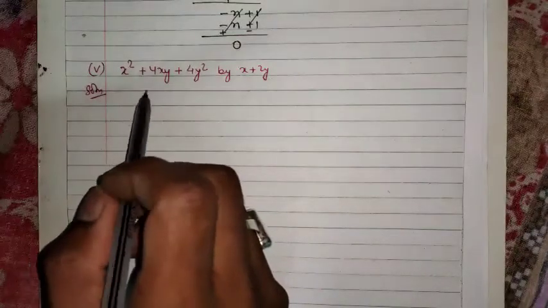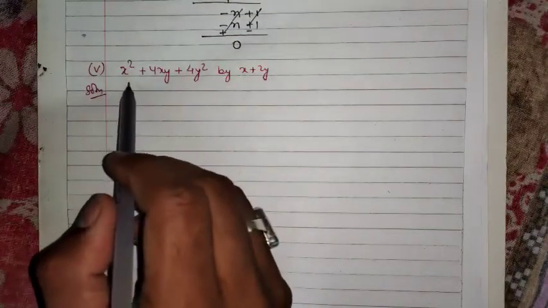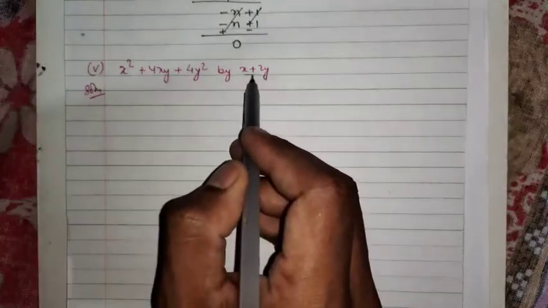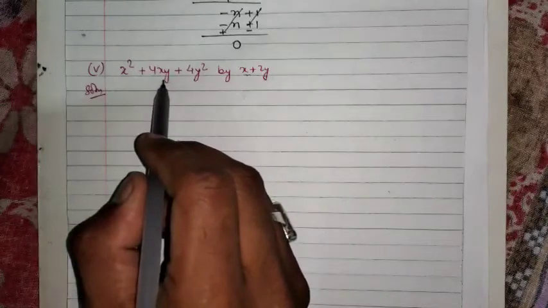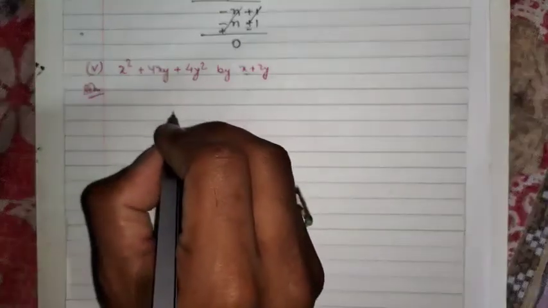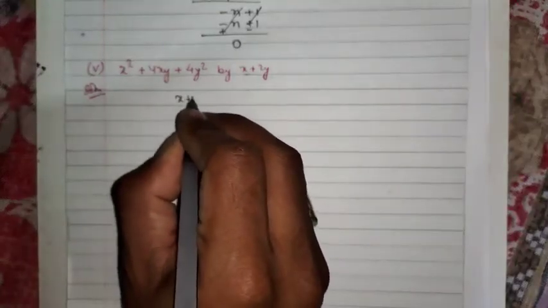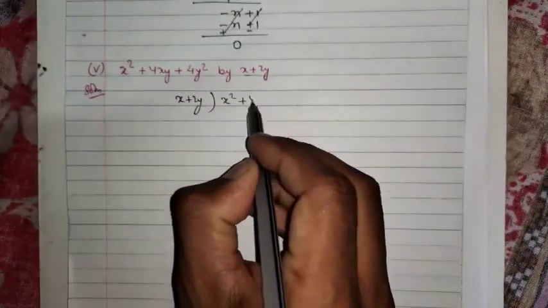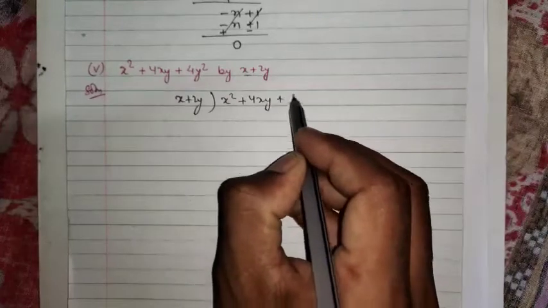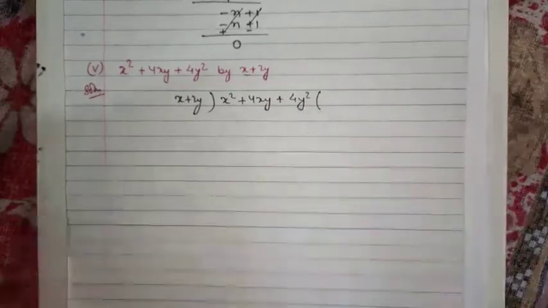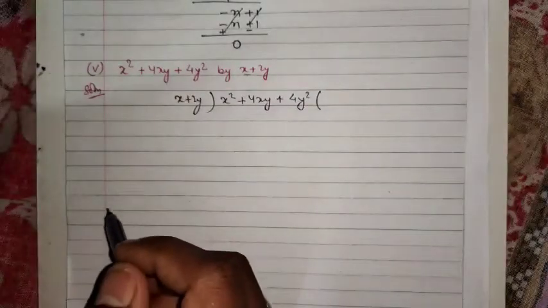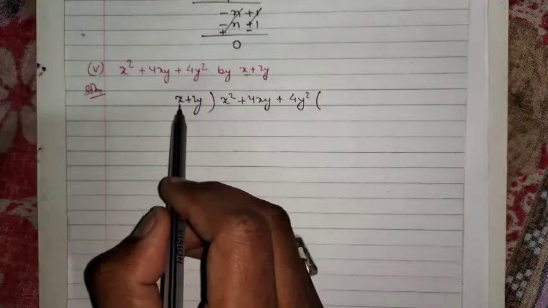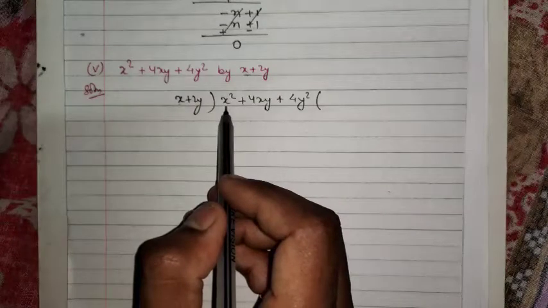Now our next question is the same type of question. Here is also polynomial divided by a polynomial. This one will be our divisor, this one will be our dividend. First let us set the divisor and dividend. x plus 2y, then after that we will write x square plus 4xy plus 4y square. Now the first step, what is our first task? To match the first term of the divisor with the first term of the dividend.